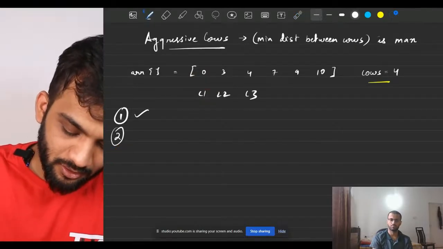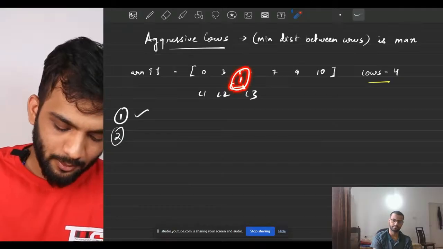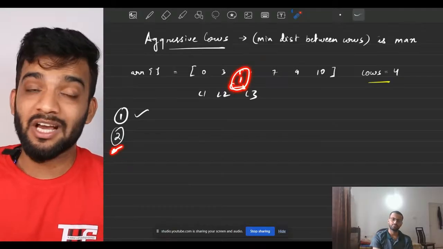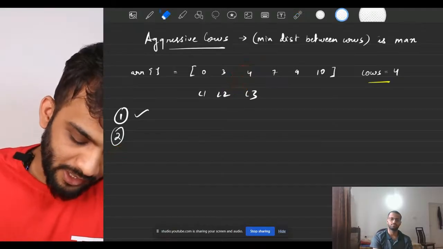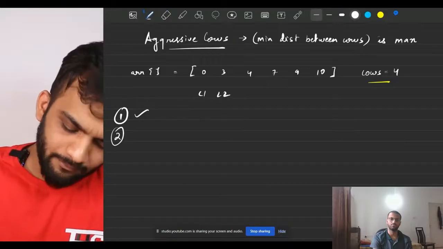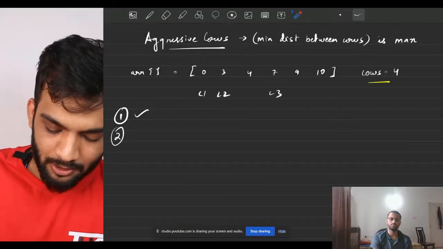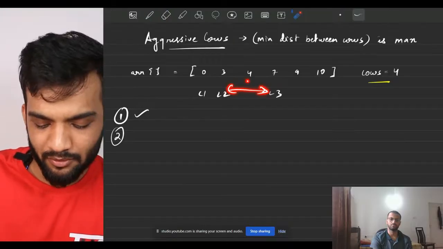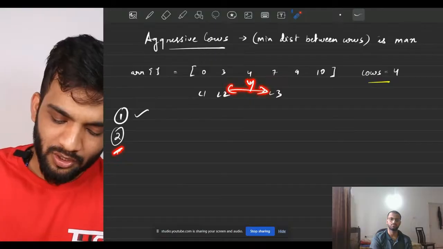Can I put a C3 here? If I put a C3 here, the distance is 1. But I have been asked to maintain a minimum distance of 2. So ideally, C3 cannot be put here. Okay, can C3 be put here? Yes, because I need to maintain a distance of 2, and the distance is 4.